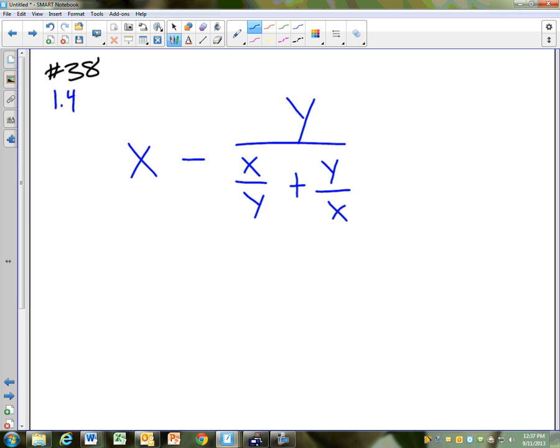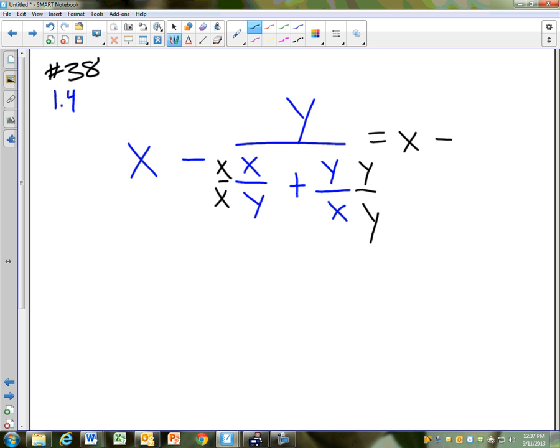So what should you do first? Do you want to work with the left side or the right side? Yeah, the right side we would like to work with. As you can see in the top, we have y over 1. But in the bottom, we have x over y and y over x. We need to find common denominators, so multiply top and bottom by x, top and bottom by y. And when I do that, I come up with a new expression.